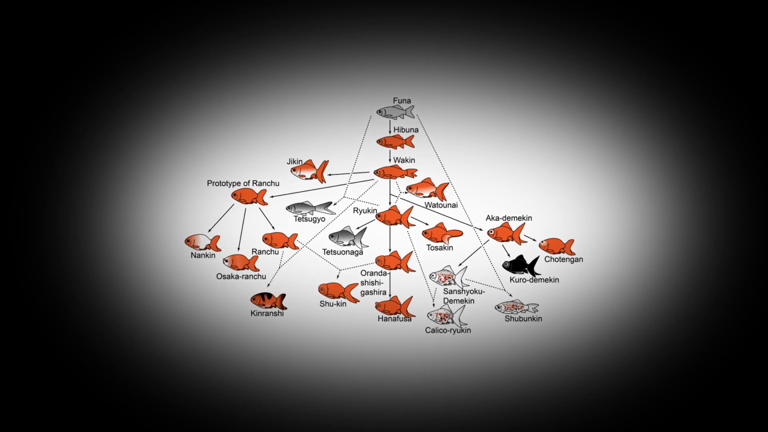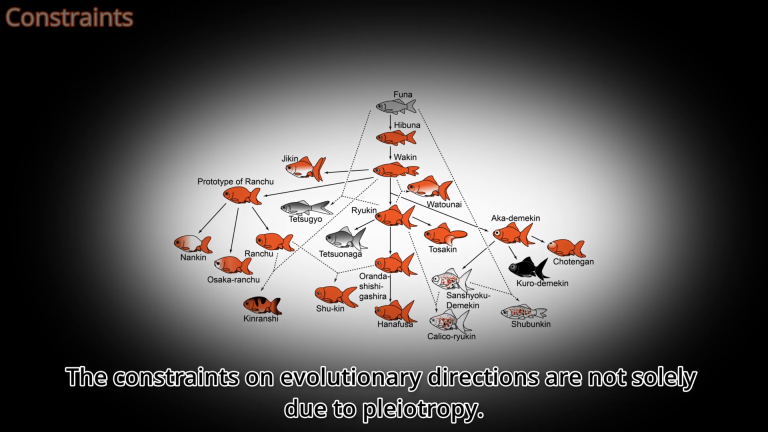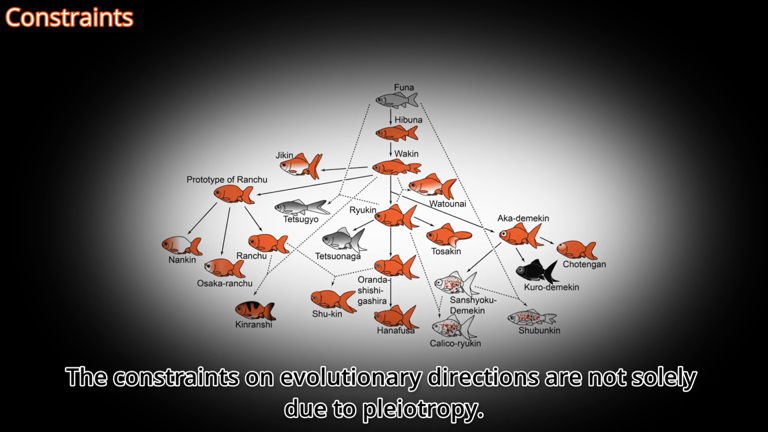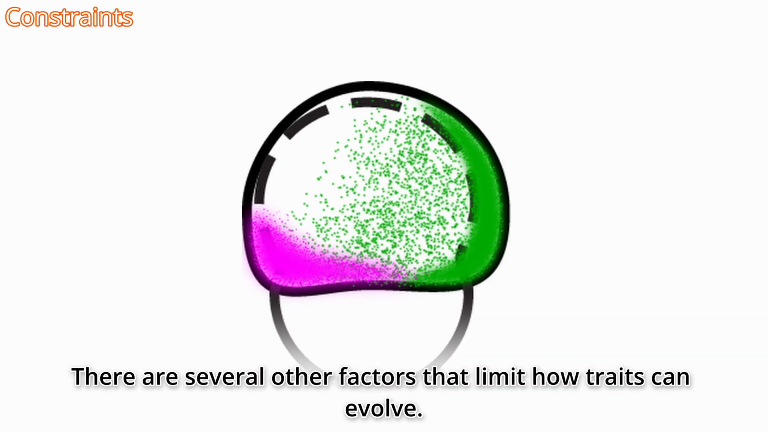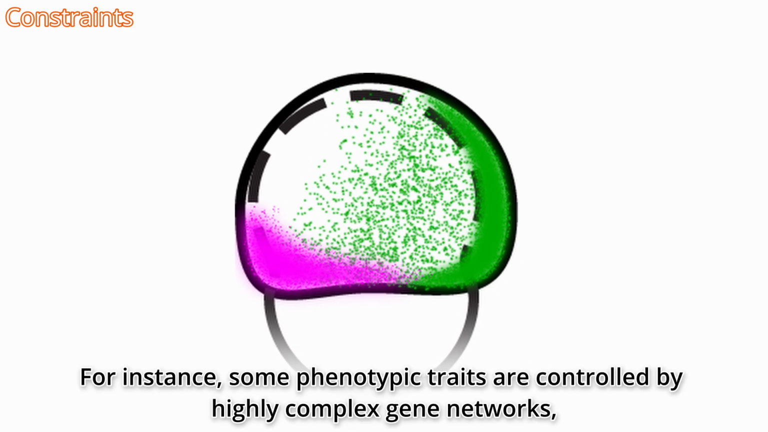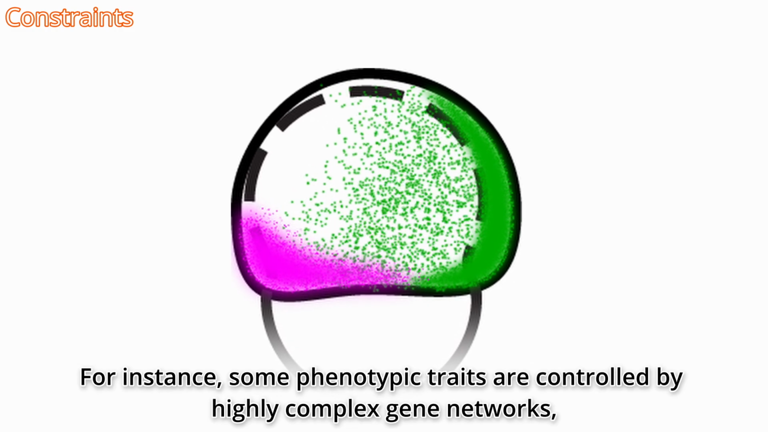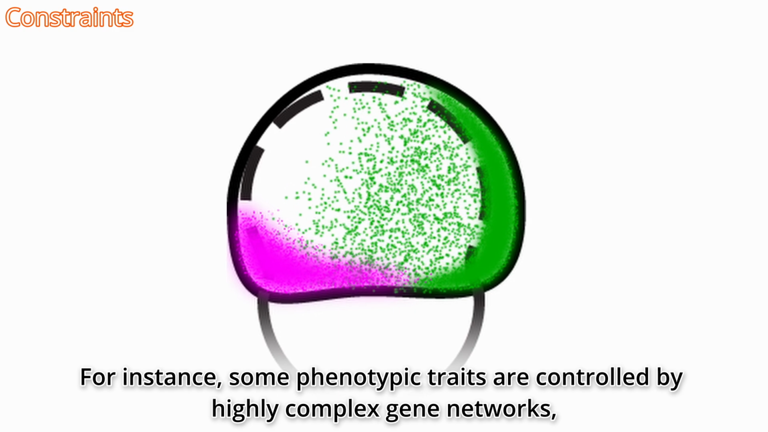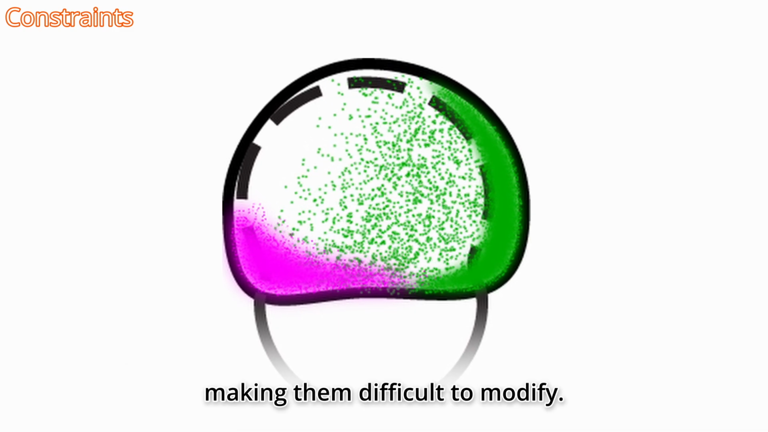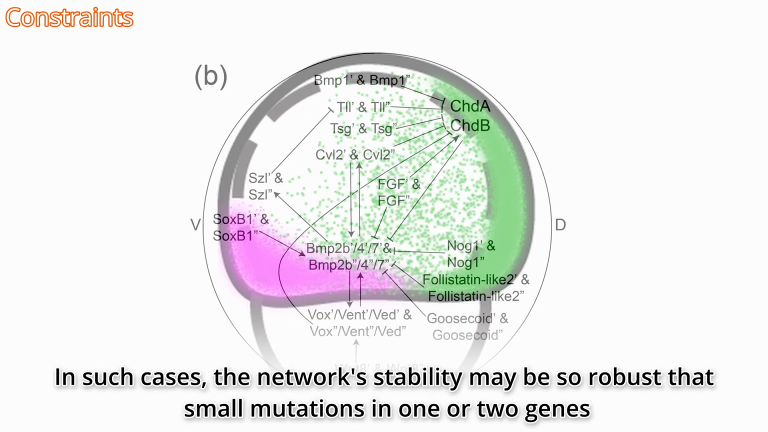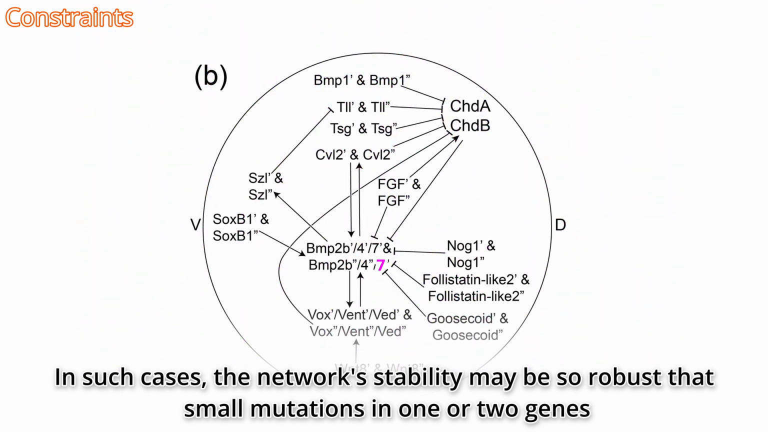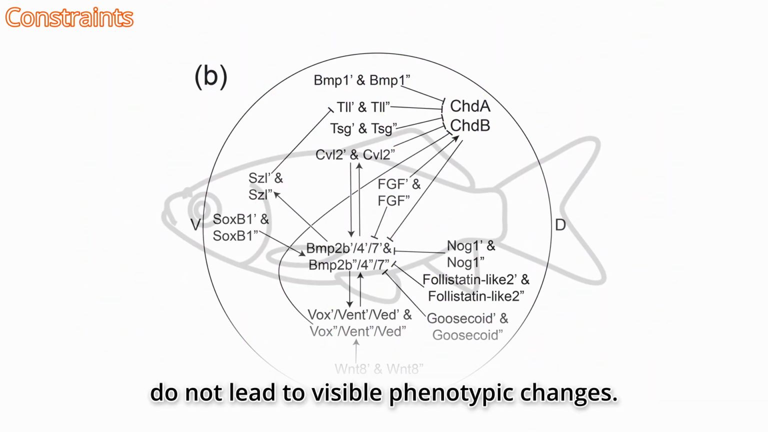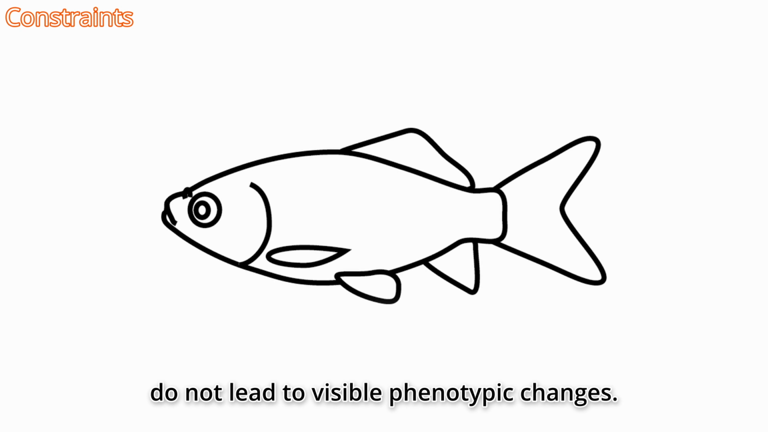The constraints on evolutionary directions are not solely due to pleiotropy. There are several other factors that limit how traits can evolve. For instance, some pleiotropic traits are controlled by highly complex gene networks, making them difficult to modify. In such cases, the network's stability may be so robust that small mutations in one or two genes do not lead to visible phenotypic changes.